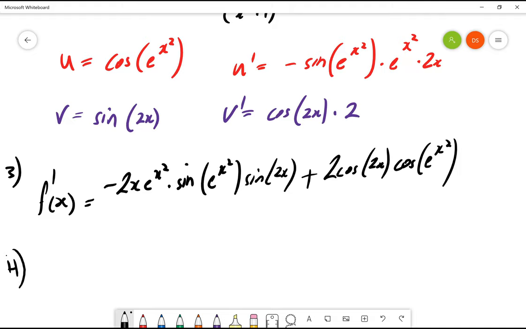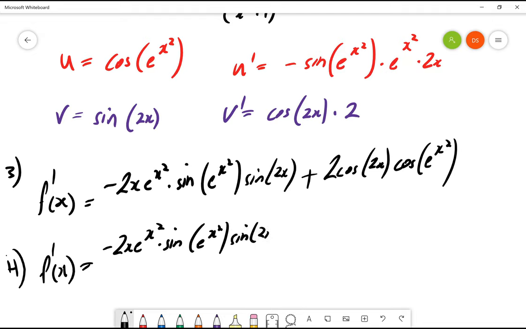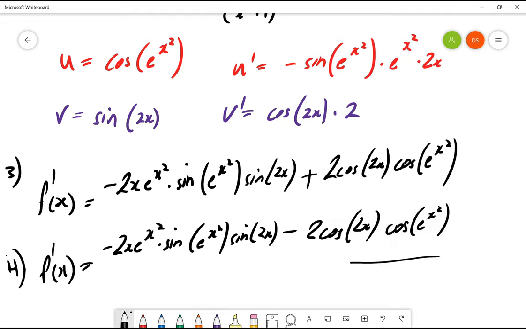Okay, question 4 is exactly the same thing. So let's write it again. Differentiate the first, which is this part here. Write the second, but this time it's a minus. And then differentiate the second. Then write the first. And the only difference is now these are divided by V squared, which is sine squared 2x. Boom.